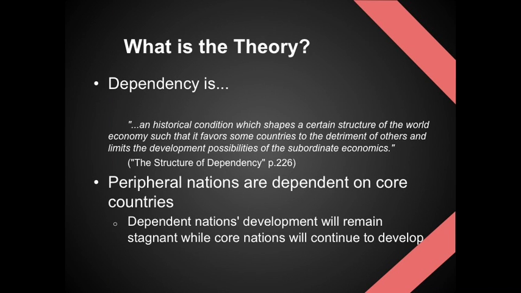Dependency theorists think that the development of some nations is stagnant because of the exploitative nature of the previously mentioned core nations. Less developed periphery countries are said to primarily serve the interests of the wealthier countries and end up having little to no resources to put towards their own development.